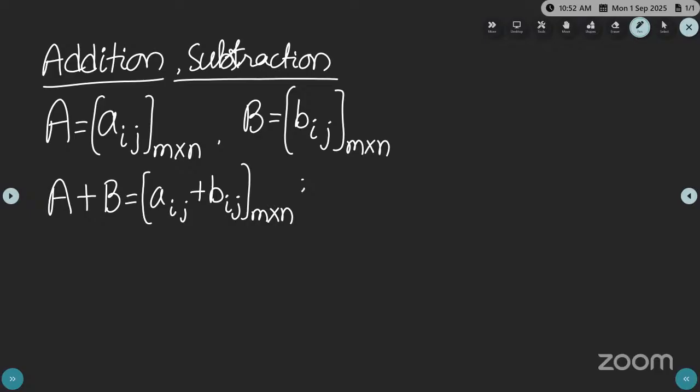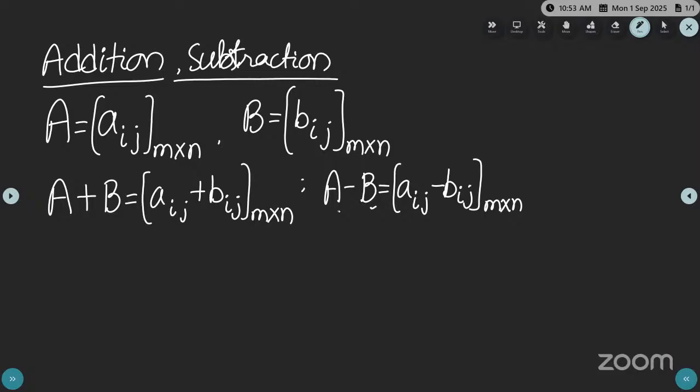Next, A minus B equals Aij minus Bij of order m by n. Here order is very important. You are subtracting the elements of B from the elements of A in the corresponding positions. The ijth element in B is to be subtracted from the ijth element of A.